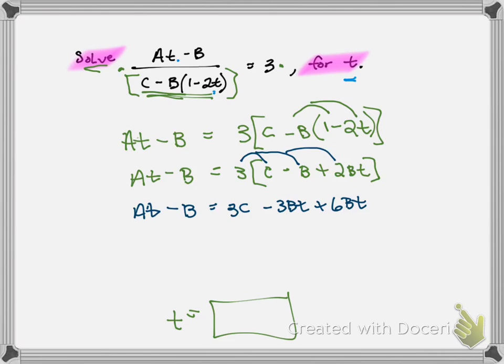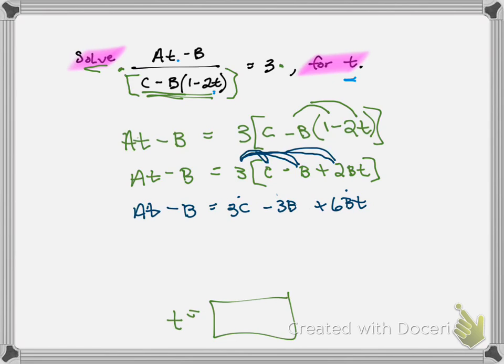And I apologize, this should not have a t in it, so let me erase that t. And you may want to double check my error there. I distributed my 3 again, so let's go back just a second. Distributed my 3, that gave me 3c. I should have said negative 3b. And then lastly, distribute my 3, and that gives me my positive 6bt.